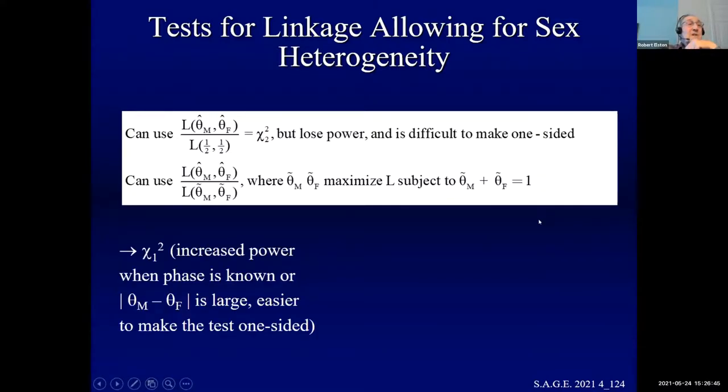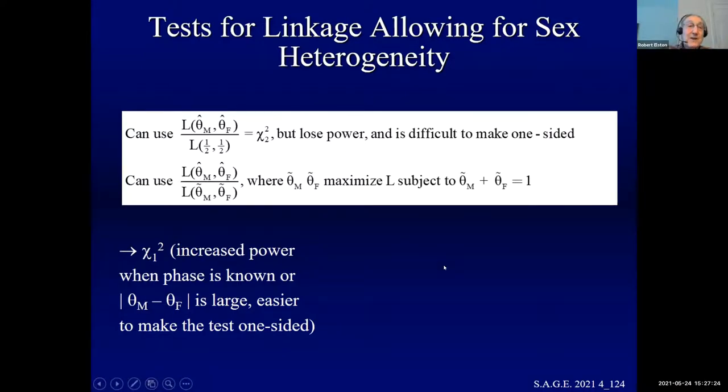So what we can do instead, we can maximize this, but underneath we maximize this, where theta M and theta F are maximizing the likelihood subject to the condition that the sum of the two is equal to 1. This gives a chi-squared 1 with increased power when phase is known, or the difference between the male and the female recombination fraction is larger. And it's easier to make this test because it's one-sided. You're just testing one parameter.